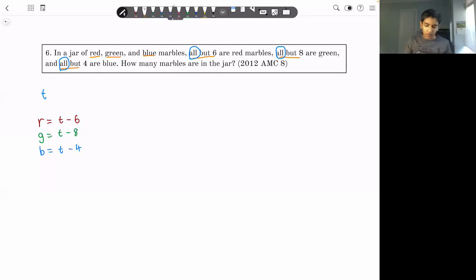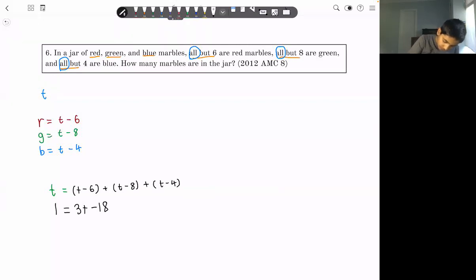So now we have 3 equations. What can we do from here? Well, the total is just the number of red marbles, green marbles, and blue marbles. So T is equal to R plus G plus B, so it's T minus 6 plus T minus 8 plus T minus 4. Simplifying, this is equal to 3T minus 18. So T is equal to 3T minus 18. Now we can simplify this equation to get 2T equal to 18. We add 18 to both sides and move around some terms. Dividing by 2, we get T equal to 9. So there are 9 total marbles in the jar.